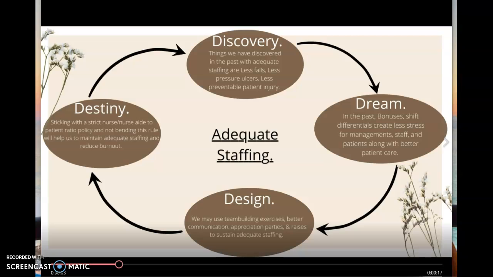Going over to my dream spot, in the past, we've used bonuses, shift differentials, stuff like that to create kind of less stress for management's staff and patients, along with better patient care. So using those things to get staff in. Over to design, we may use team building exercises, better communication for sure, appreciation parties and raises, things like that to sustain adequate staffing.